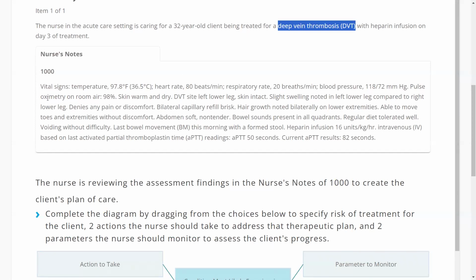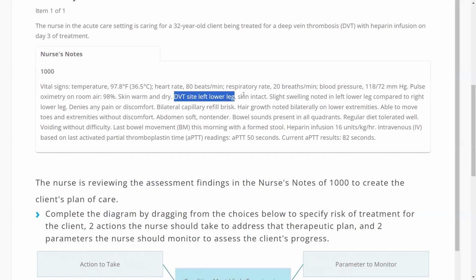All right, so let's see if we can find that in this case. The note happens at 10 a.m. and the first line is about the vitals. The vital signs of this patient are 97.8, heart rate is 80, respiratory rate is 20, and the blood pressure is 118 over 72. The pulse ox is 98% on room air. Those vitals, if you would agree, look pretty good to me. No abnormal items there. The patient's skin is warm and dry. Okay, it's pretty cool. DVT site, left lower leg.